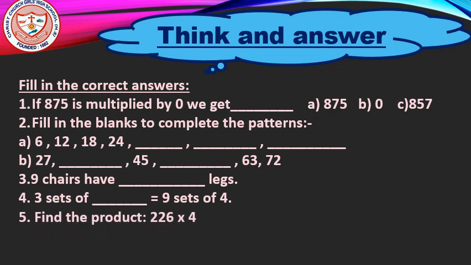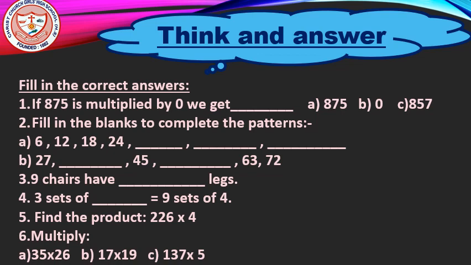Number 5. Find the product. 226 into 4. Number 6. Multiply. A. 35 into 26. B. 17 into 19. C. 137 into 5.